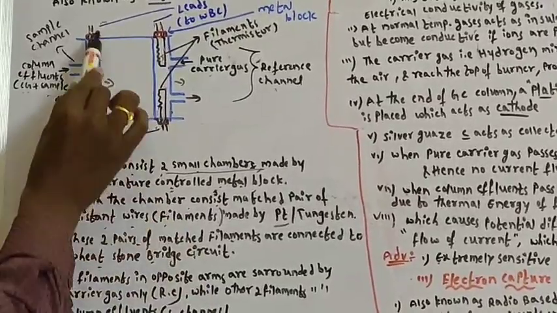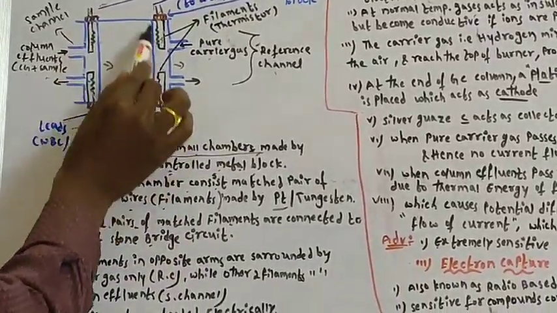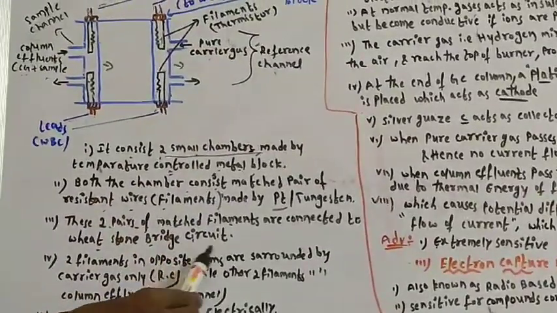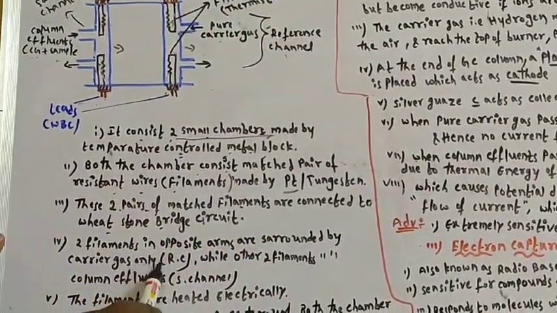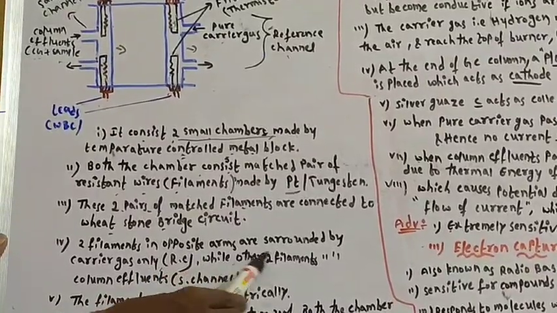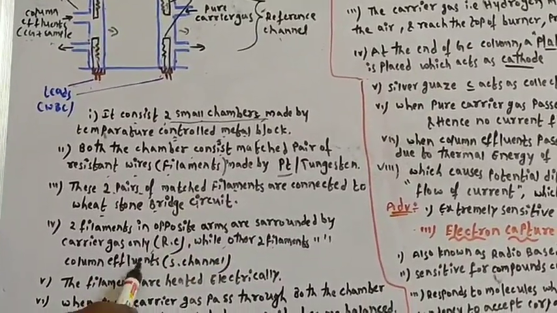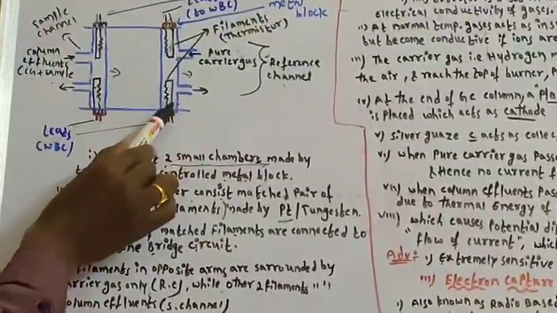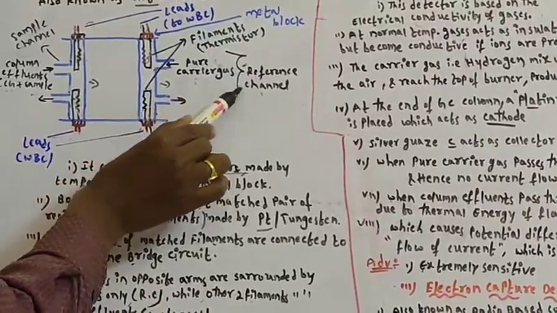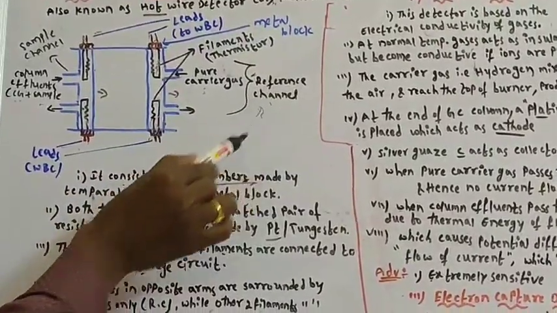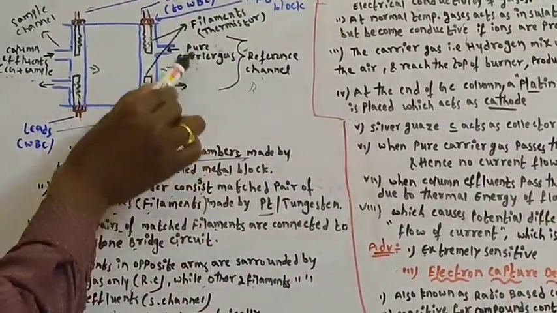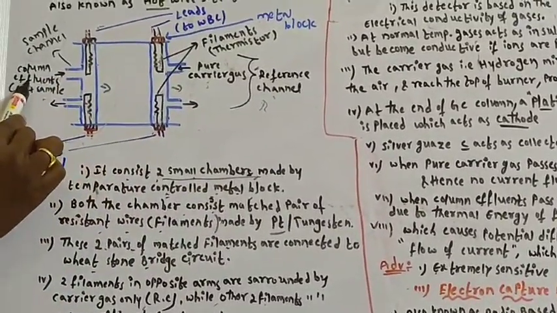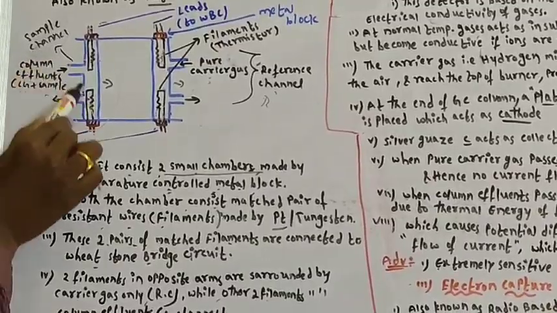Here leads are there now. All these 4 filaments are connected to the Wheatstone bridge circuit. Two filaments in opposite arms are surrounded by carrier gas only, while the other two are surrounded by column effluents. These two are surrounded by only pure carrier gas, that's why it is known as the reference channel. I showed in the diagram, RC means reference channel, while the others are surrounded by column effluents, that's why it is known as the sample channel.